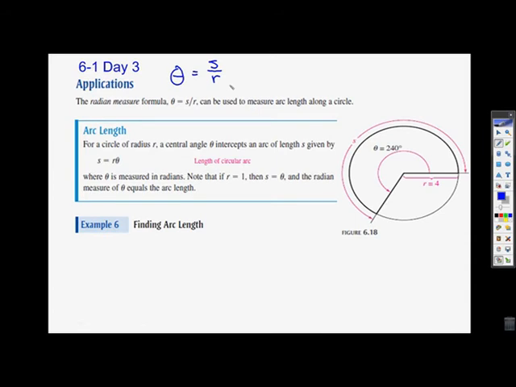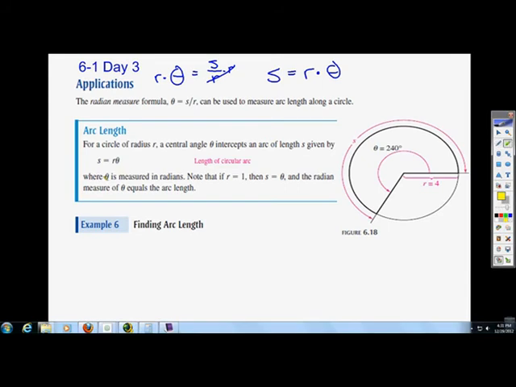If we take this equation and we multiply both sides by the quantity R, we're going to get S is equal to R times theta. So for a circle of radius R, a central angle theta intercepts an arc of length S given by S equals R times theta, where theta is measured in radians. That's critical. This formula only works when our angle measure is in radians.